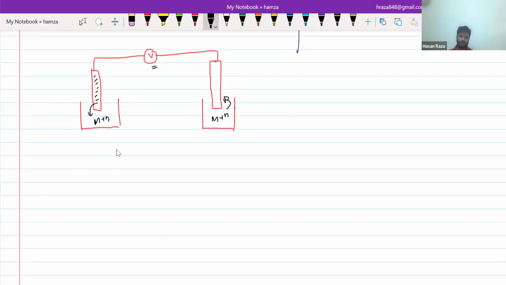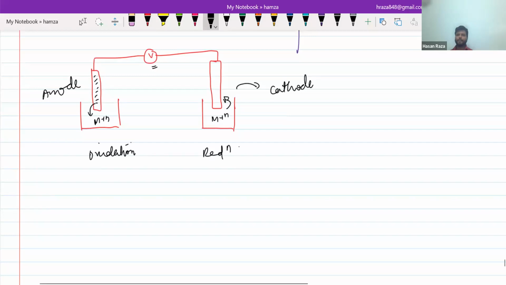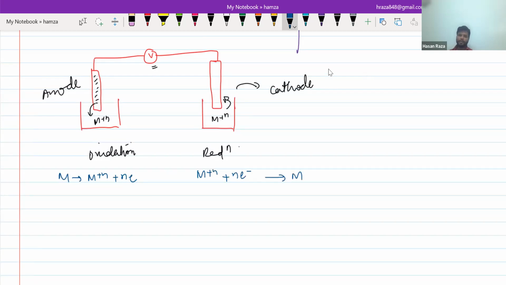So basically this is oxidation and this is reduction. This is the anode and this is the cathode. Here M is converting into M^n+ plus n electrons, and here you already know that M^n+ will gain n electrons and convert into M, which is reduction.